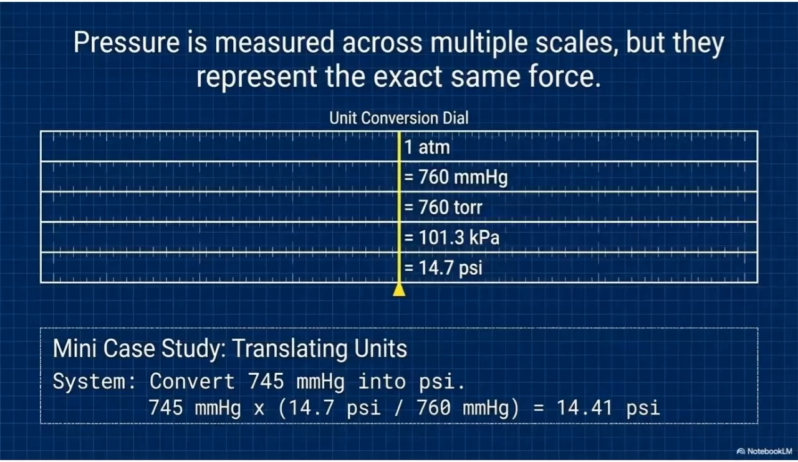How do I know what number goes in where? So in millimeters mercury, that's the same as 760. That's why you have 760 down there. PSI is the same as 14.7, so that's why it's on the top. So now it's just a math problem. Multiply the top, divide by the bottom. So 745 millimeters mercury is the same as 14.41 psi.